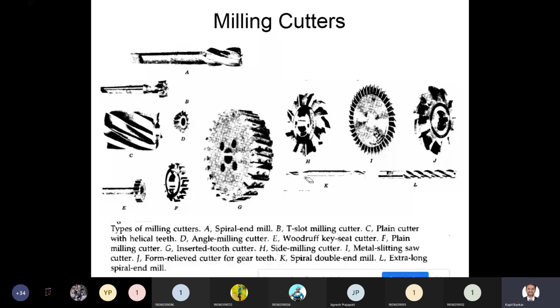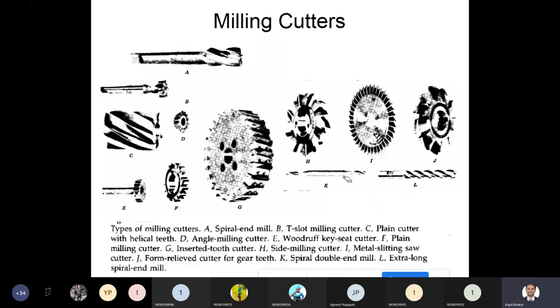Okay, this is spiral double end mill. Why is it double end? Because on one end there are teeth, and on the other end there are teeth. So on both ends of this cutter, the teeth are available to remove the metal. So this is called spiral double end mill. Then extra long spiral end mill. This is the extra long spiral end mill.